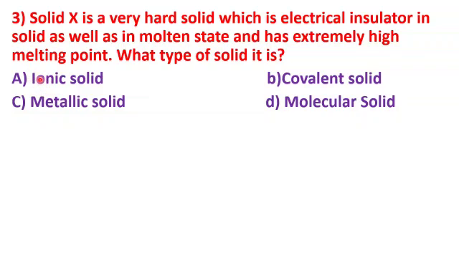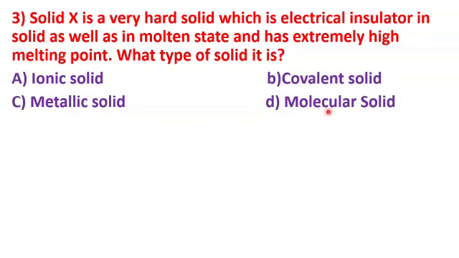First, to begin with ionic solid, these are conductors in molten state. Hence this can be eliminated because here they mentioned that it is an electrical insulator, so ionic solid can be eliminated. So option C, if you observe metallic solid, these metallic solids are usually very good conductors in molten state as well as solid state. So this metallic solid can be eliminated. So remaining is D, molecular solids.